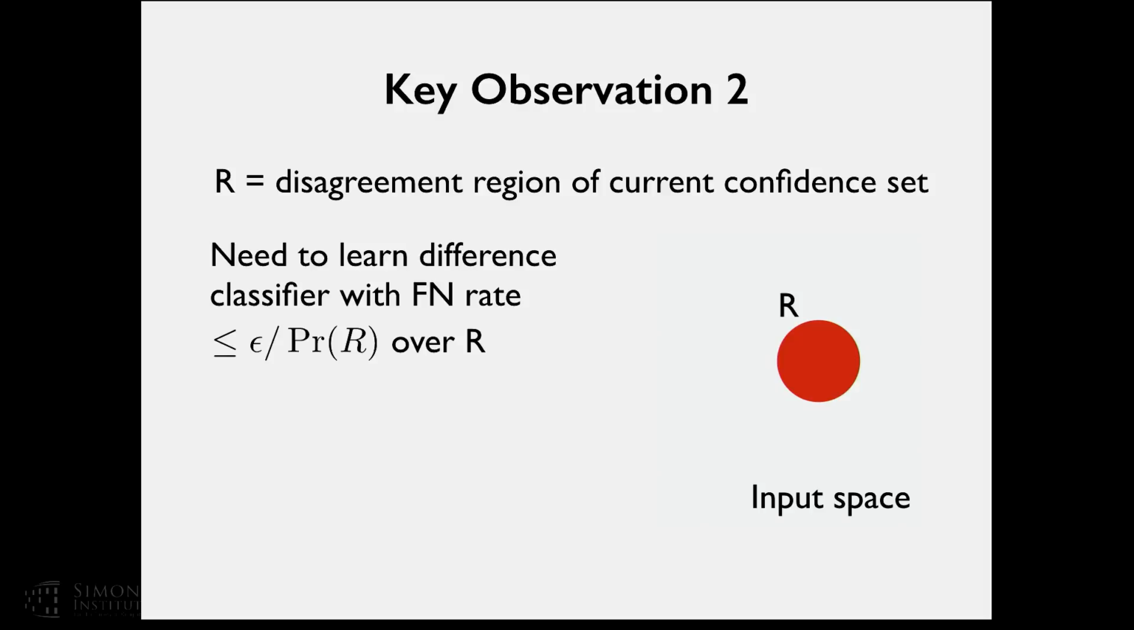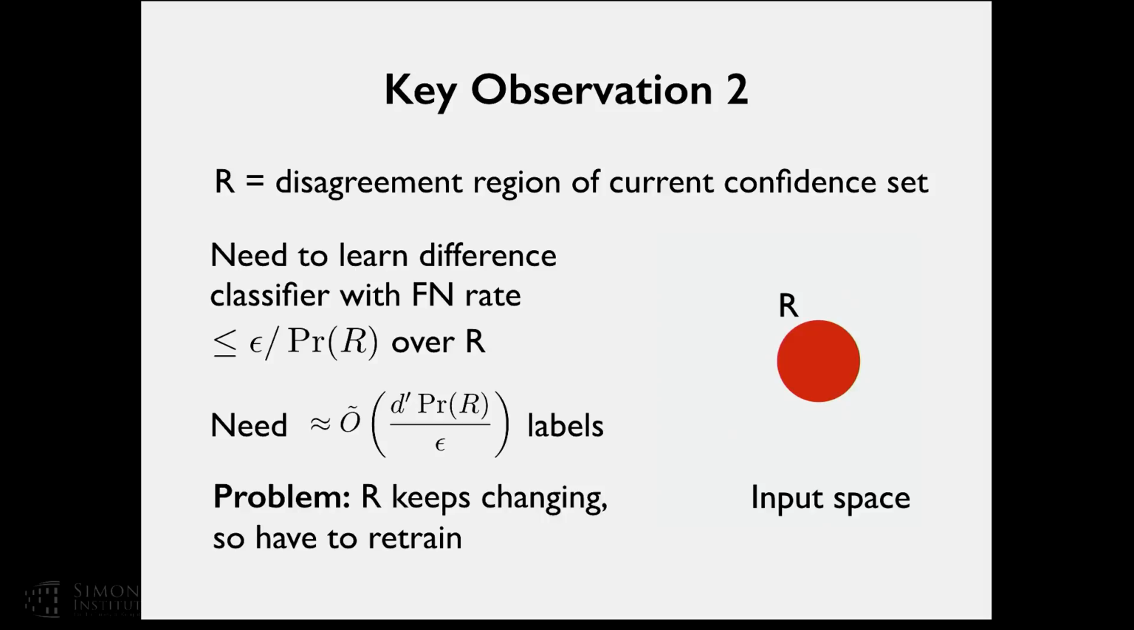So basically, if R is the disagreement region, then the false negative rate of the difference classifier has to be epsilon over the probability mass of R. And so the number of labels we need is O of d prime times the probability mass of R over epsilon. This R is going to keep shrinking as you train more and more. As a result, overall this will work out okay.